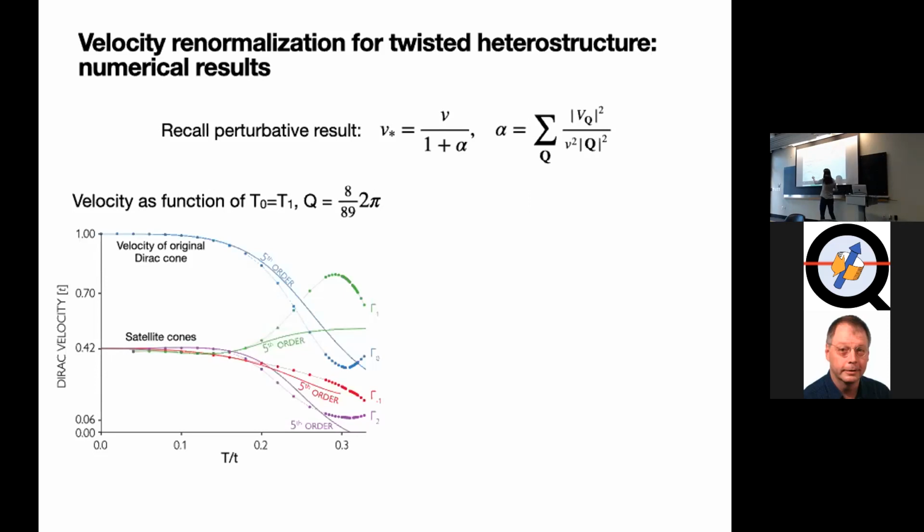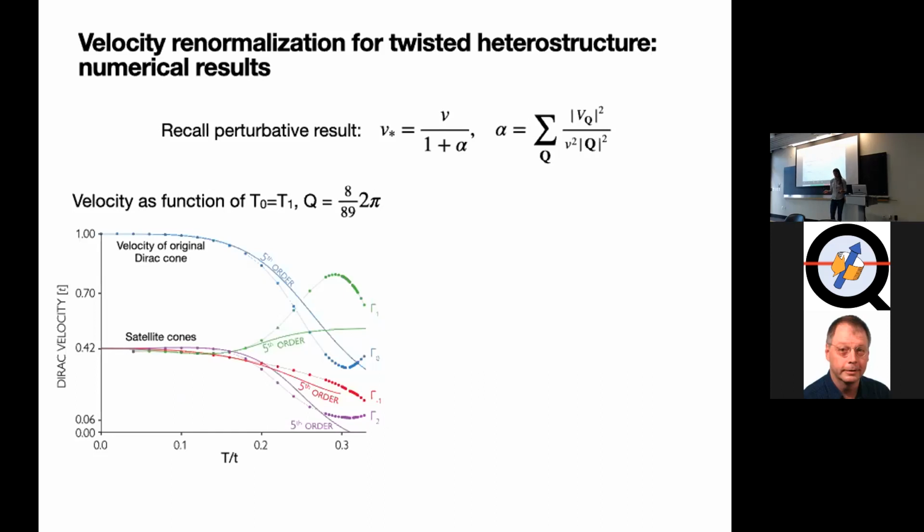The result that we see, so this is the velocity of our Dirac cone that we're plotting in units of itself. So it starts at 1, and the dots are the numerical results, and the solid line is our perturbation theory, which we've extended to much higher orders to match. What we see is that the velocity of the Dirac cone dips down to less than half of its original value. So that's the main result.